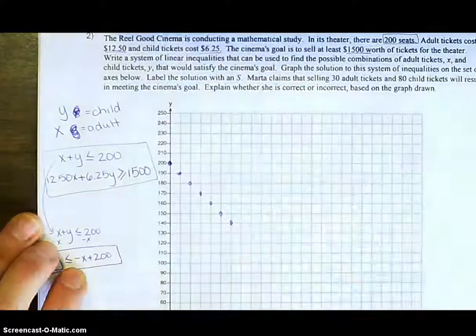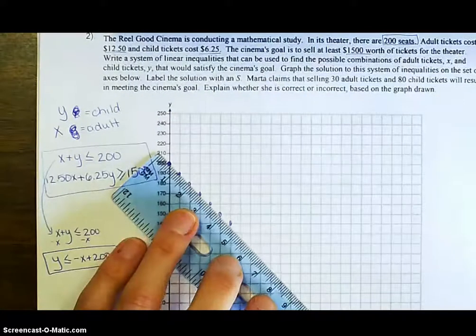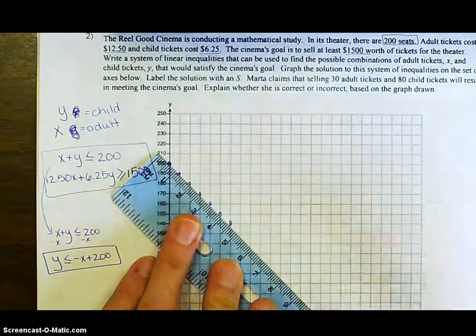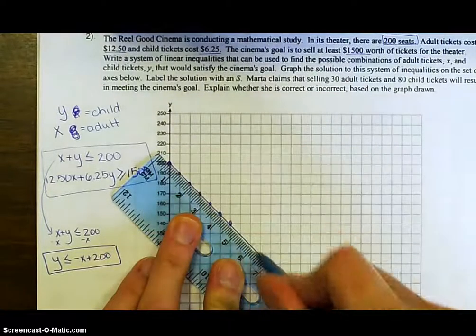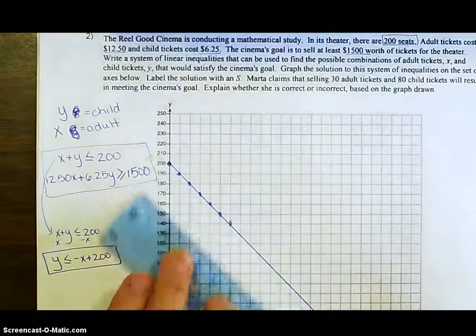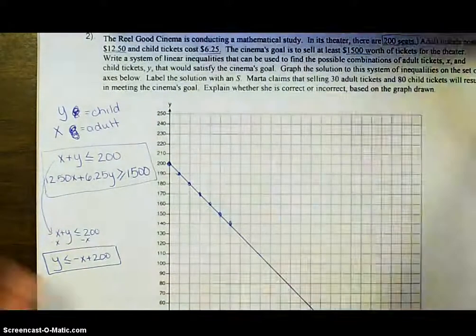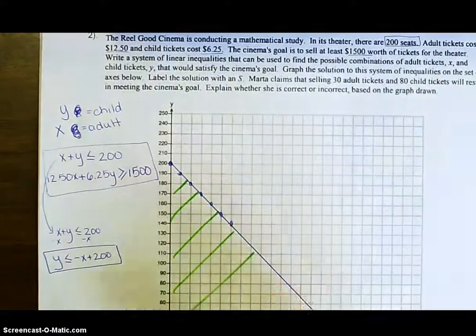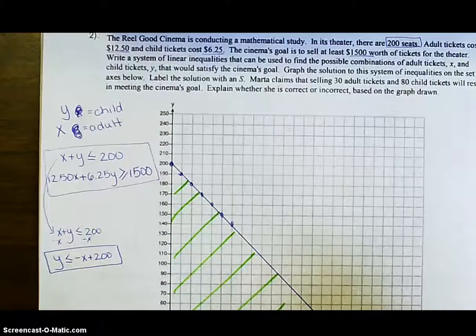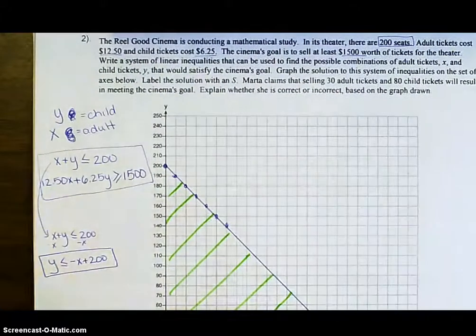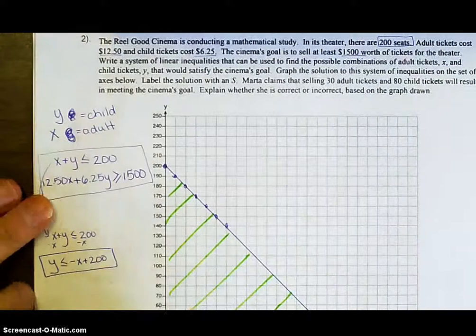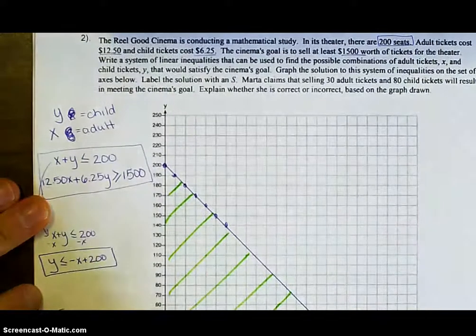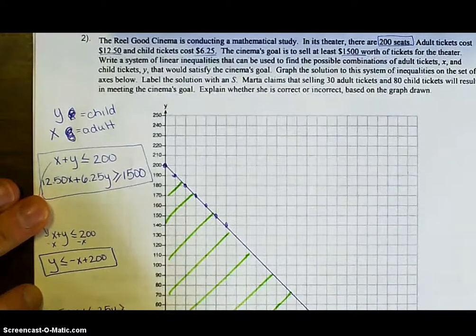All right, once you have a couple of points, we can go ahead and graph this. Now it's less than or equal to, so that means it's a solid line. And since it's less than, that means we're going to shade down. All right, so now let's take a look at our second line. So our second line is 12.50x plus 6.25y is greater than or equal to 1,500.